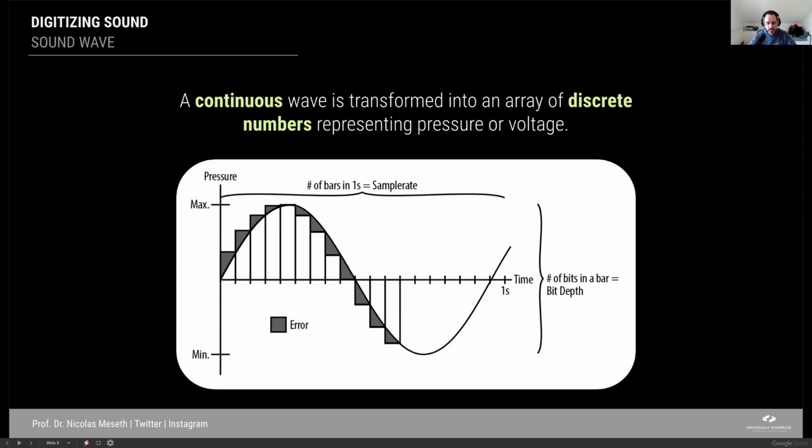But on the other hand, the file size will increase because there will be more numbers that we need to store. So the higher the sample rate, the larger the file. But of course, on the other hand, the quality will also increase, because we're getting closer to the original analog signal. And that's one important aspect.